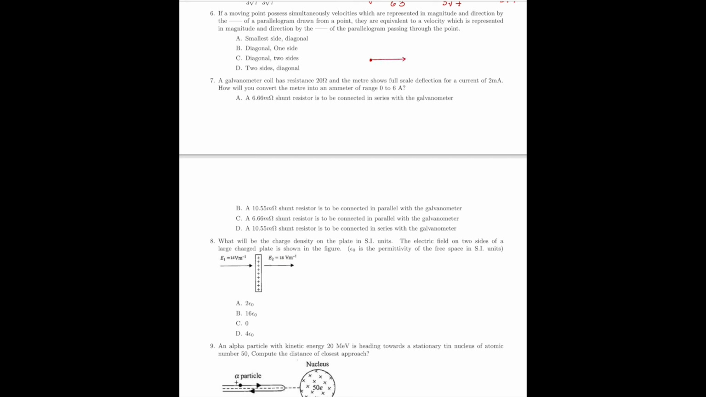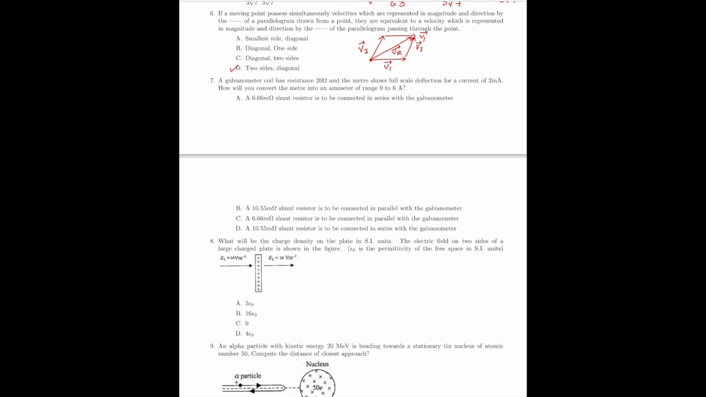That is, if the two sides of a parallelogram represent vectors v1 and v2, then we can complete the parallelogram and the diagonal of this parallelogram will represent the resultant vector of the two vectors v1 and v2. So the answer is option D. If two sides of the parallelogram represent two vectors, then its diagonal will represent the resultant vector.